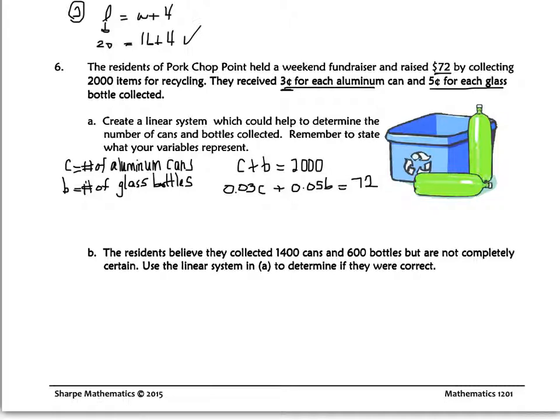Question B says the residents believe they collected 1,400 cans and 600 bottles, but are not completely certain. Use the linear system to determine if those values were correct. So if we go back into our system, if we call this equation 1 and this equation 2, we have that C equals 1,400, and B, they're saying, was 600. So if you check in equation 1, C plus B does equal 2,000. That is correct.